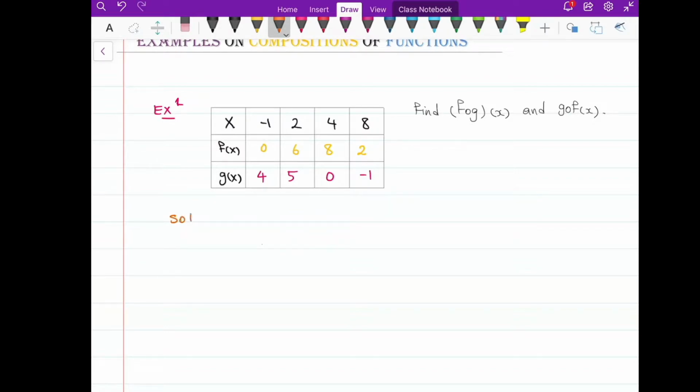Okay, so let me start with f∘g at the point -1. Based on the definition of composition of functions, it would be f of g of -1. What is g of -1? G at -1 is 4, and now I need to find f of 4. F of 4 is equal to 8. Good. What is f∘g at 2?